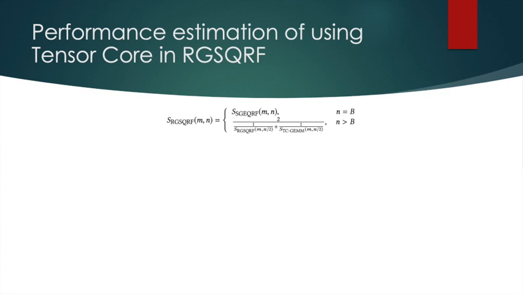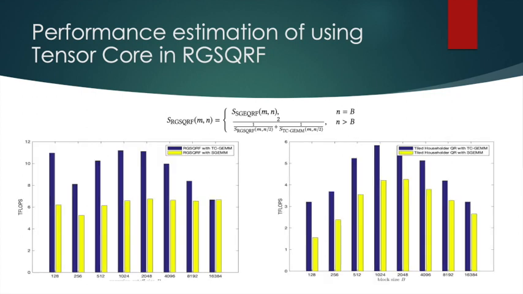In this figure, we have the finding: RGSQRF is more friendly to tensor core. Actually, using tensor core can give at least 50% acceleration under our assumption. So now, we have a good start. RGSQRF is able to benefit from tensor core. Can we have further acceleration?